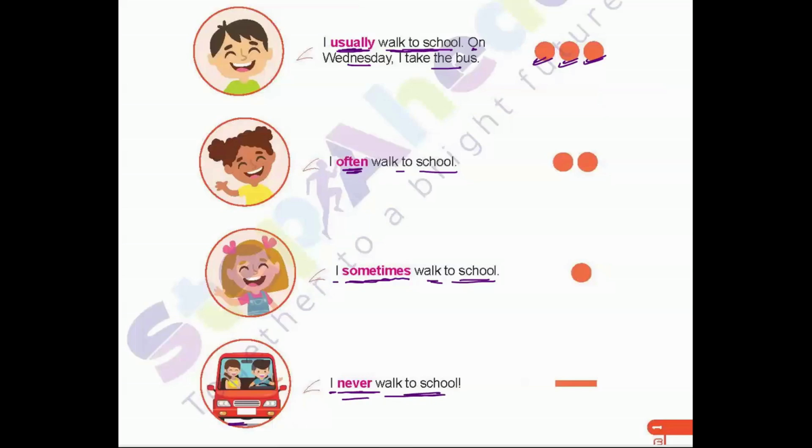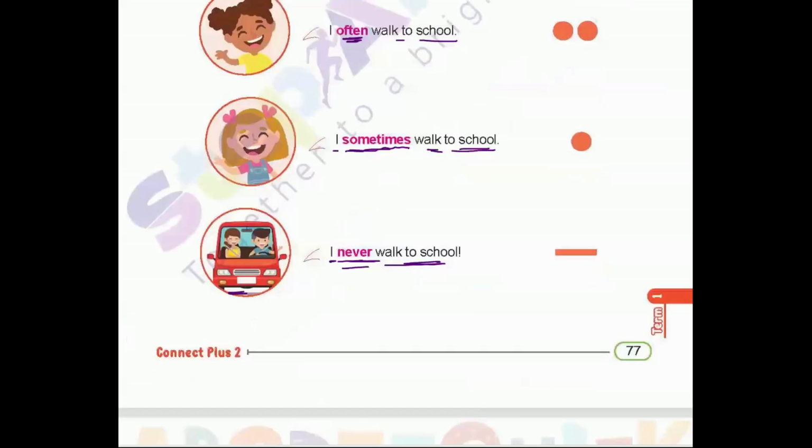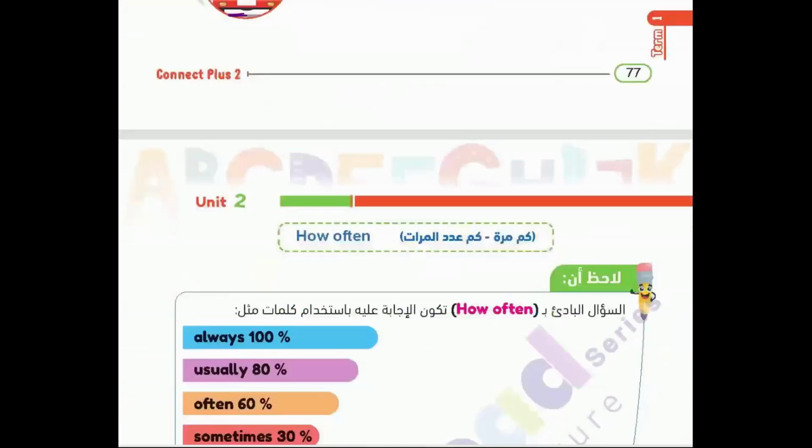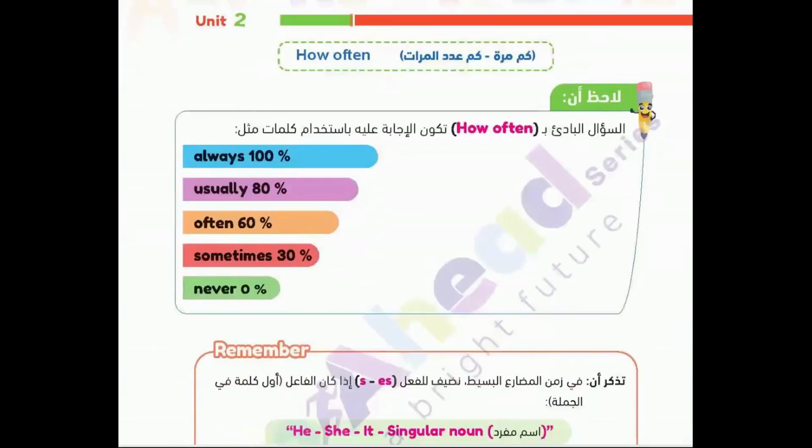So this action, walk, I don't do anytime. Never I do that. So in this case, I can use the word never, which means I don't do this action. Okay, let's check here number of persons using the words. How often is the question word that give me the information about number of repeating the action. So if I wanted to know how many times you repeat this action, use how often.